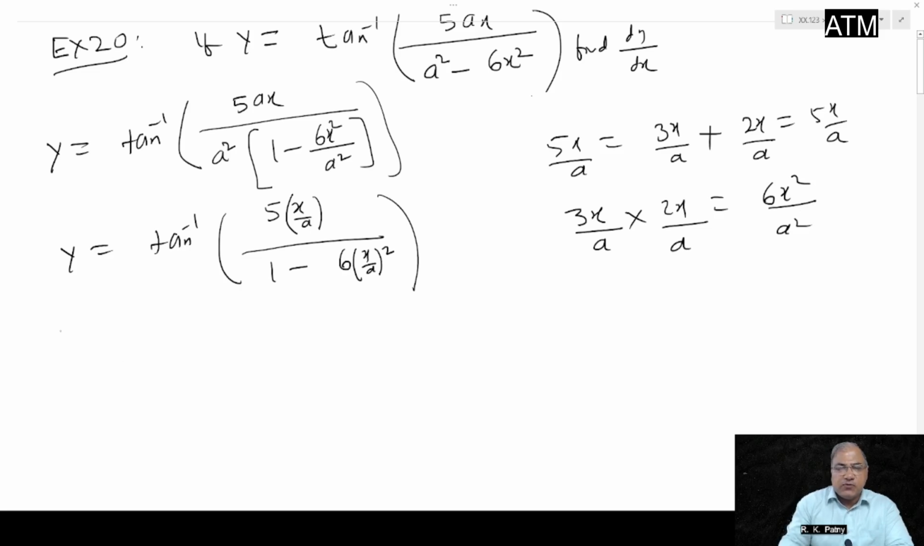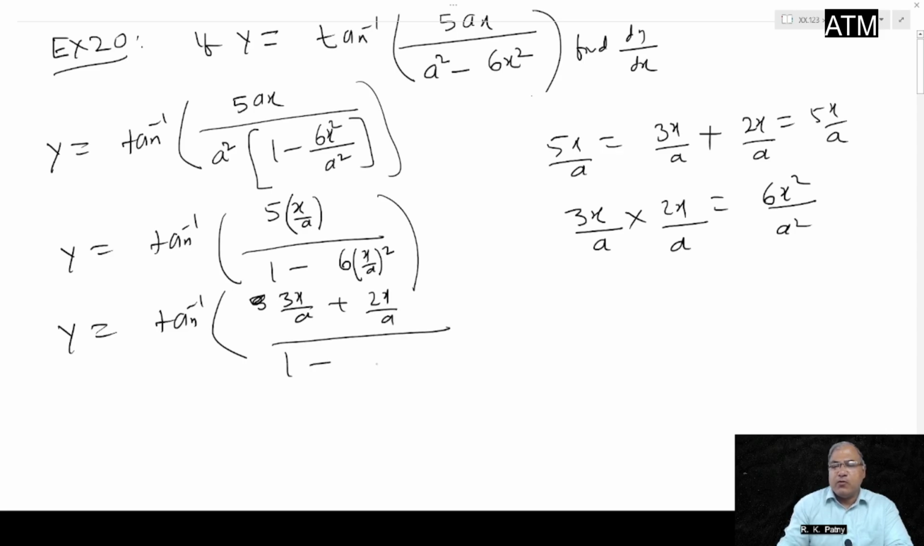If this condition is valid, then you write here tan inverse of 3x upon a plus 2x upon a divided by 1 minus 3x upon a multiplied by 2x upon a.